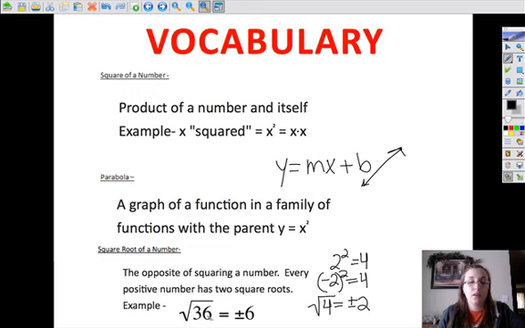So you see our example here that the square root of 36 equals a positive or a negative 6. So go ahead and pause this for a minute if you need to and write down those examples, and then we'll move on to what a graph of a parabola looks like.